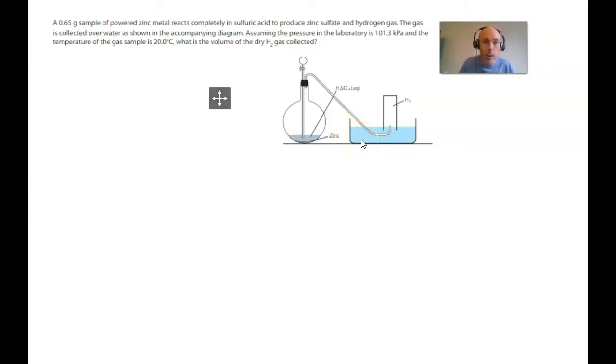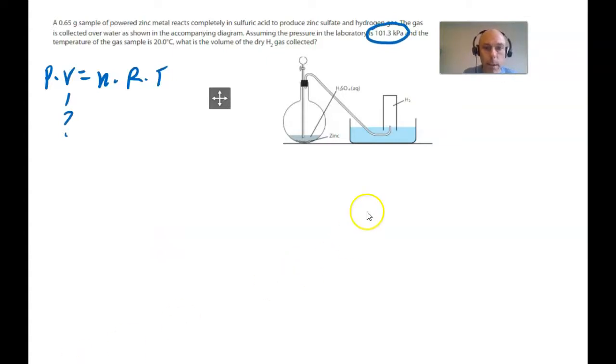We want to find the volume. It's looking like we'll use the ideal gas law for this. There's pressures involved, there's volumes involved, there's temperatures involved, so P, V, and R, T will come into play. Let's write that out first. PV equals nRT. So we're given the pressure in the problem, but that's atmospheric pressure. It's not the pressure of the hydrogen gas.